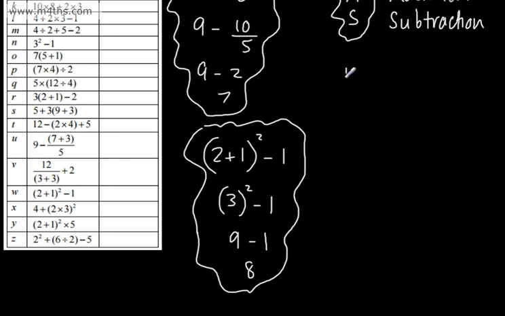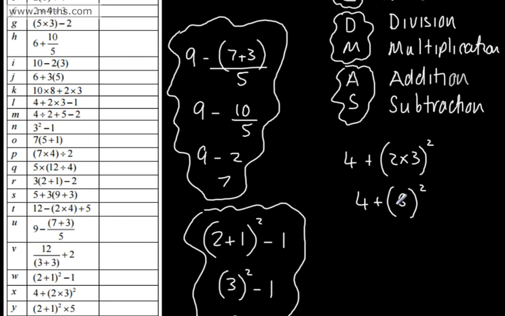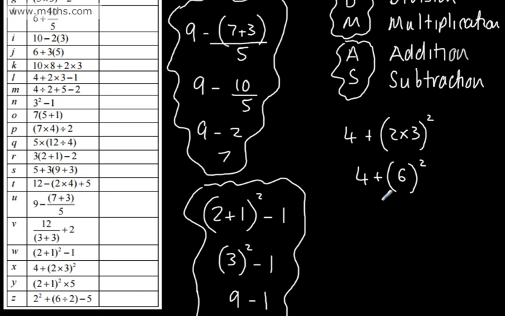Okay, let's look at 4 plus the quantity 2 multiplied by 3 raised to the power of 2. So we've got brackets, we've got a power, and we've got addition. We need to do the brackets first. So if we do the brackets, 2 times by 3 is going to give me 6, and then we have 6 squared. We've got a power, so we go to I, and we've got the addition, which we do last.